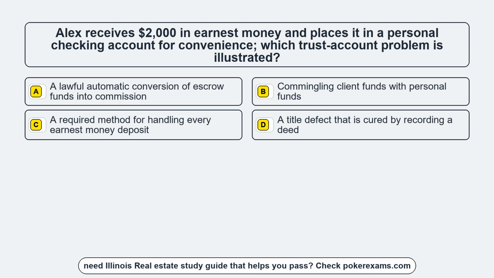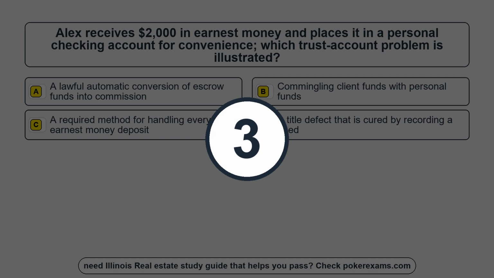Question 22. Alex receives $2,000 in earnest money and places it in a personal checking account for convenience. Which trust-account problem is illustrated? Option A. A lawful automatic conversion of escrow funds into commission. Option B. Commingling client funds with personal funds. Option C. A required method for handling every earnest money deposit. Option D. A title defect that is cured by recording a deed.